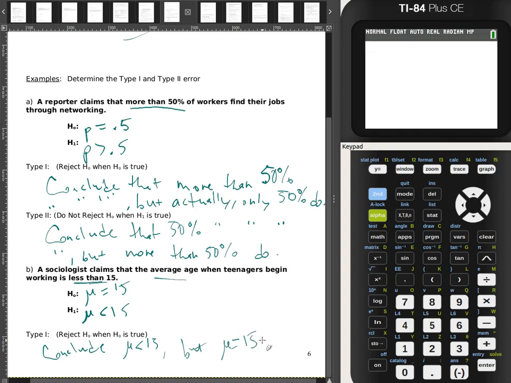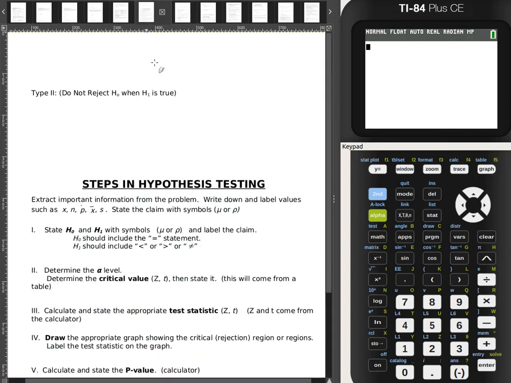And in the case of a type 2 error, we fail to reject the null hypothesis. If we fail to reject it, then we would be concluding that the null hypothesis actually is the true one. We would conclude that the mean age whenever children start working is 15, but actually it's less than 15. So that's how that would go.